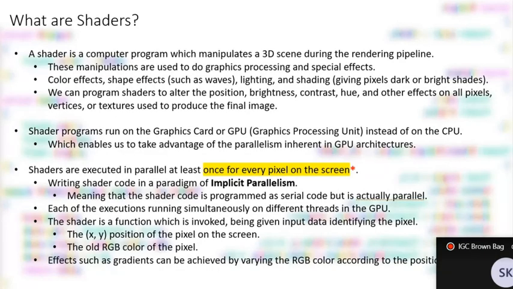So writing shader code is in a paradigm of implicit parallelism, meaning that the shader code is programmed as serial code, but it actually executes in parallel. Each of the executions runs simultaneously on different threads in the GPU. The shader is a function which is invoked given input data identifying the pixel, which may be the XY position of the pixel on the screen or the old RGB color of the pixel. Effects such as gradients can be achieved by varying the RGB color according to the position.